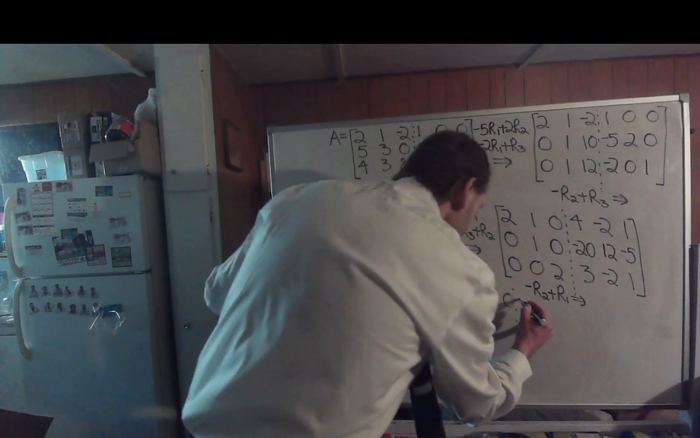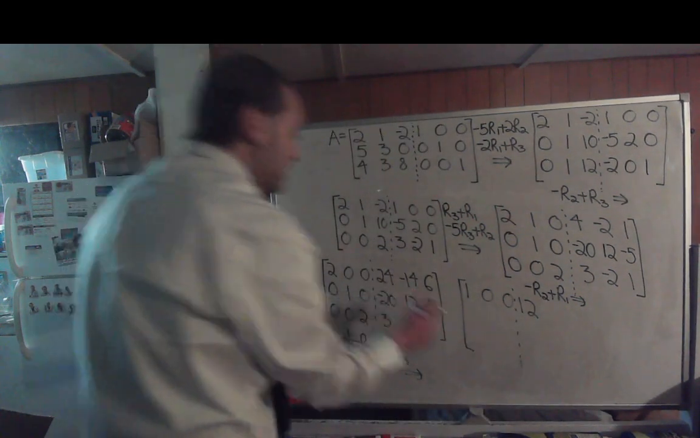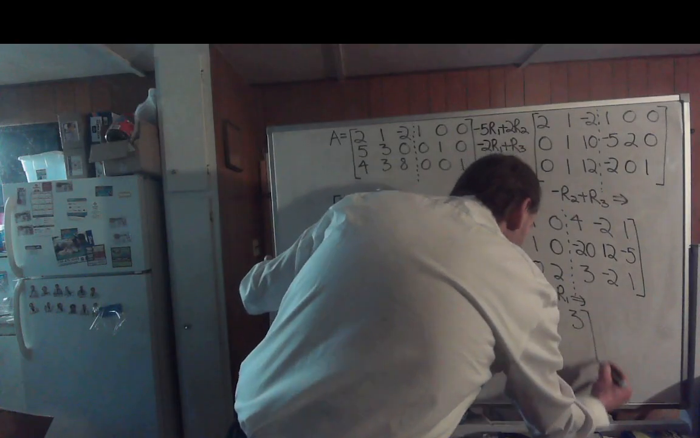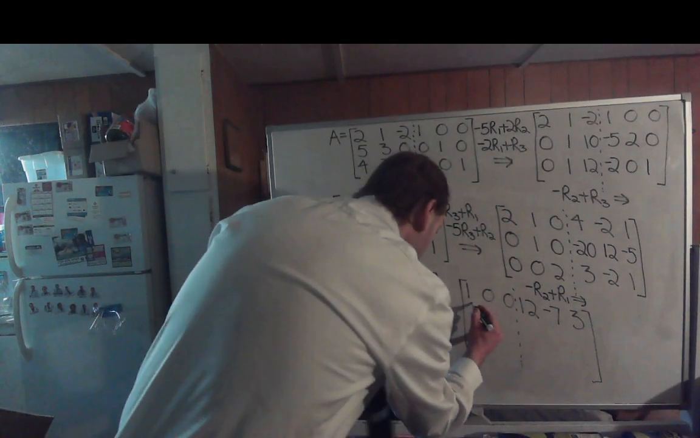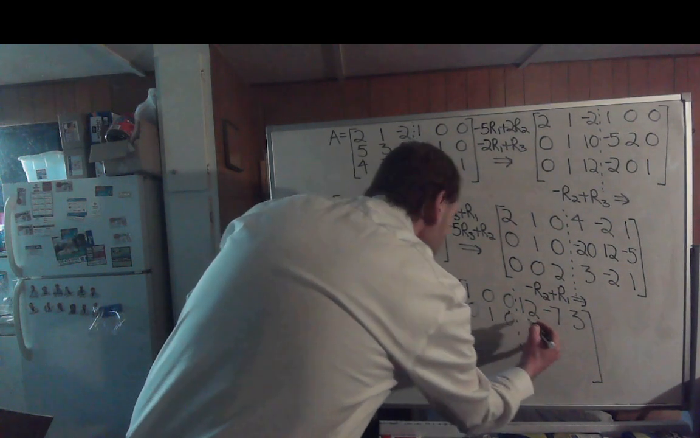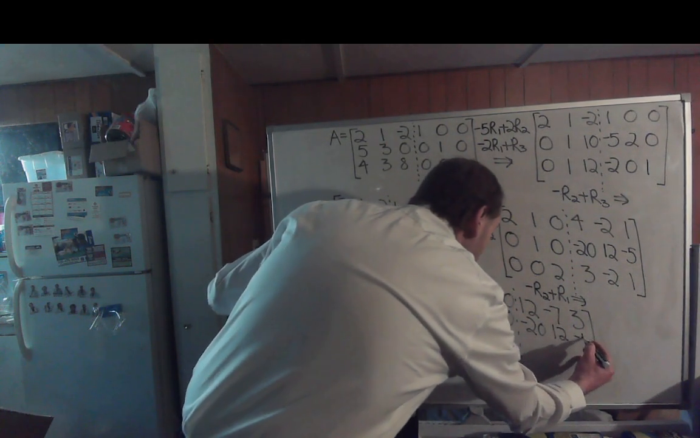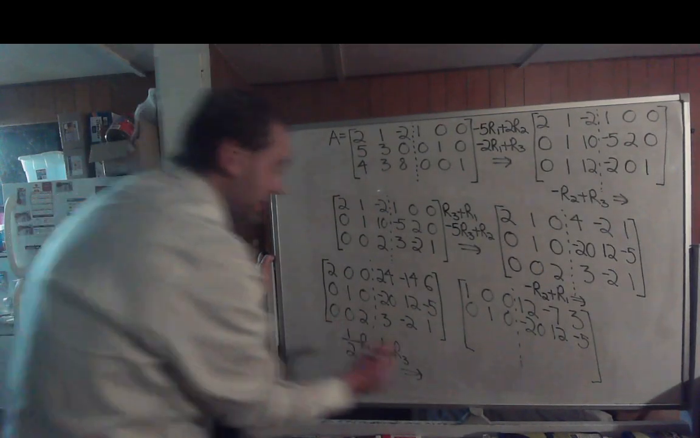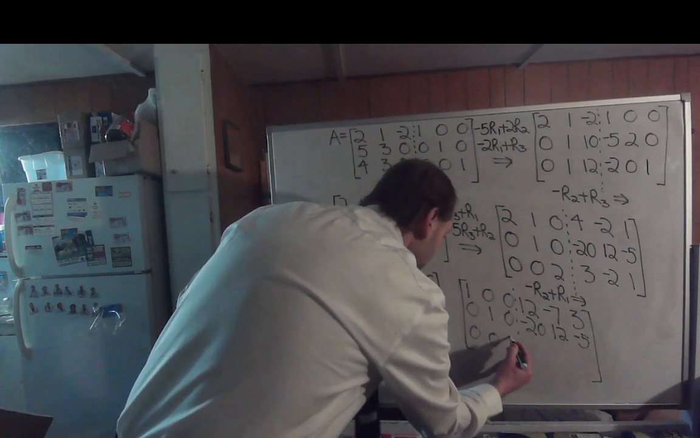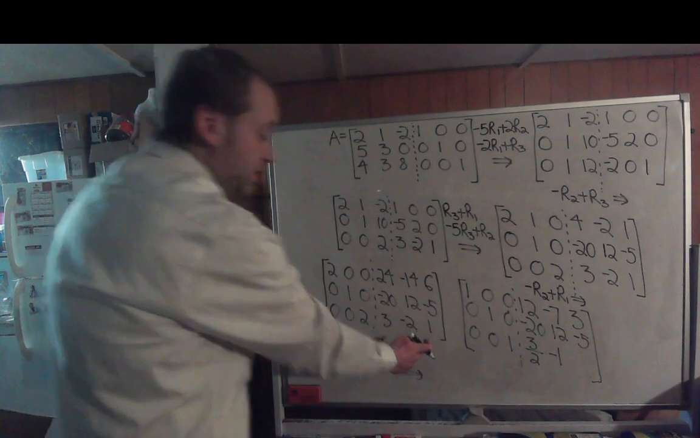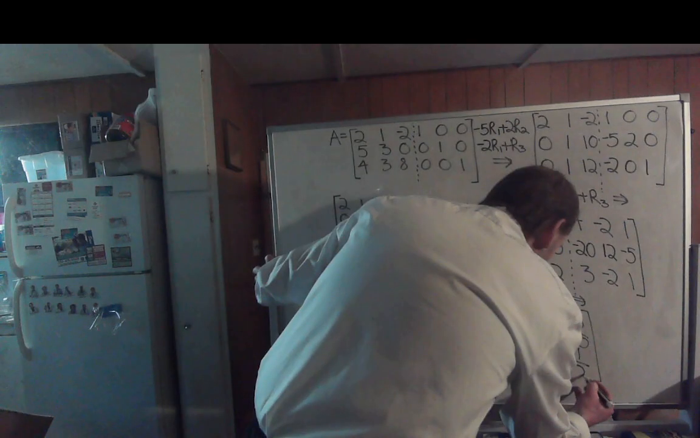Half of 24 is 12. Half of negative 14 is negative 7. Half of 6 is 3. Alright, row 2 is already there. We can leave that alone. Now row 3, half of row 3, you'll have 0, 0, and this time 1. Half of 3, unfortunately, we're just stuck with 3 halves. Half of negative 2 is negative 1. Half of 1 is, well, 1/2. Only 2 fractions out of this.